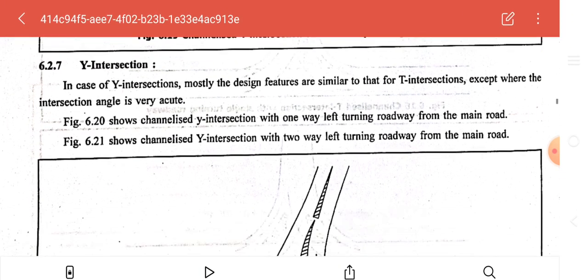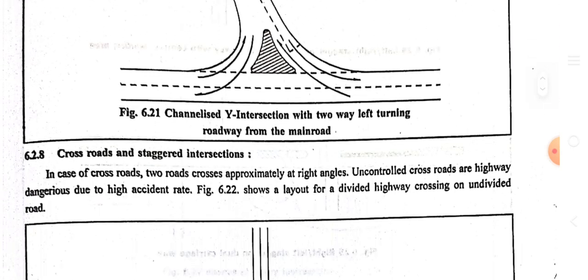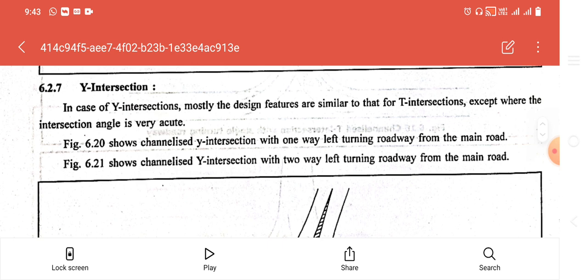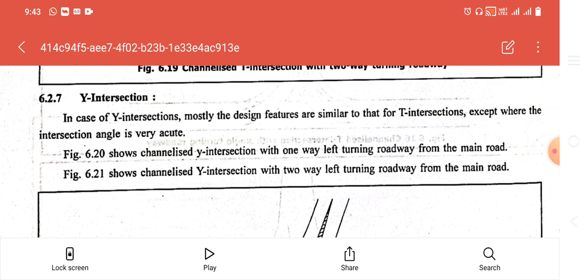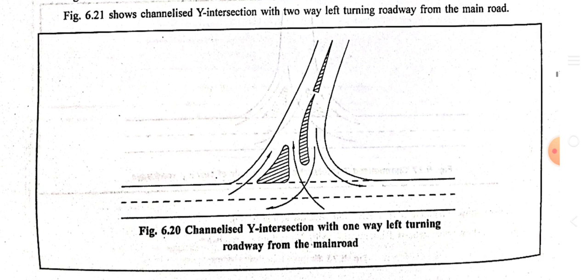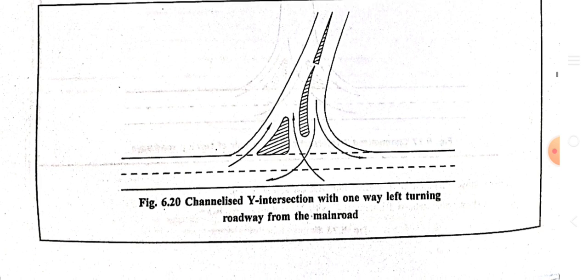Now next is the Y intersection. In a Y intersection, mostly the design features are similar to those for the T intersection, except where the intersection angle is very acute. Here figure 6.20 shows the channelized Y section with a one-way left turning roadway from the main road, as you can see exactly in this figure.